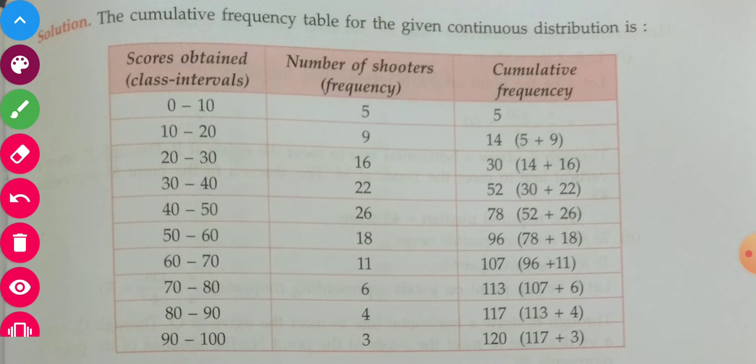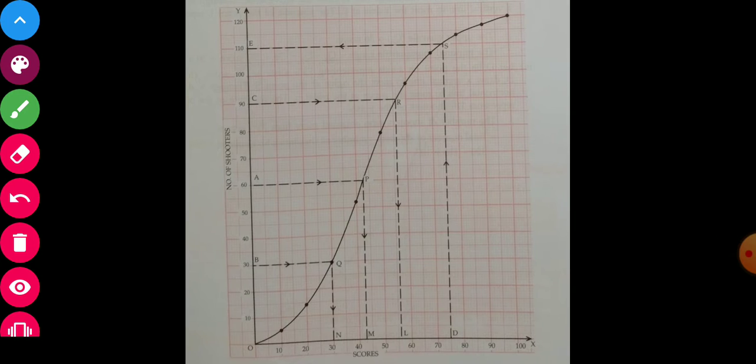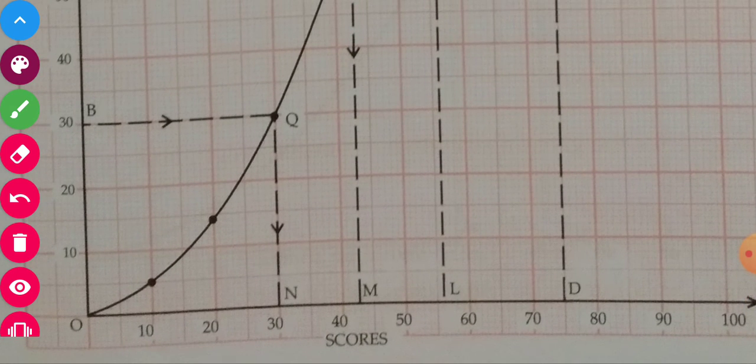Once you are okay with this cumulative frequency table, next we go to how to draw the graph. This is how your ogive looks. So how to plot this? First, as we said, the class is going to be on the x-axis. On the x-axis, the classes are 0 to 10, 10 to 20, 20 to 30, 30 to 40. See, this is how we have plotted.